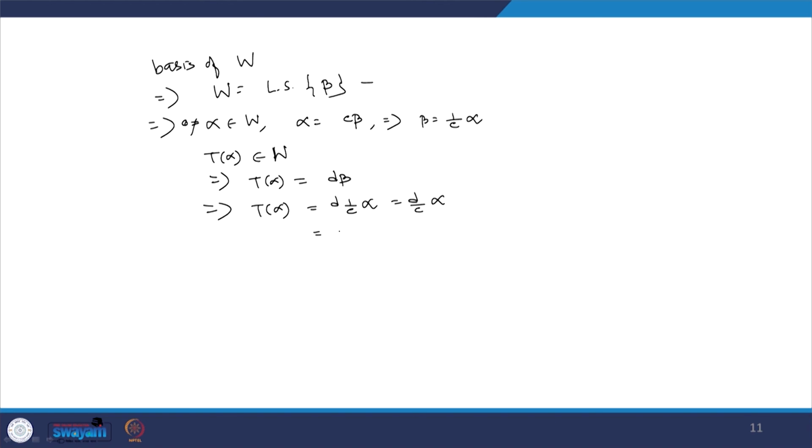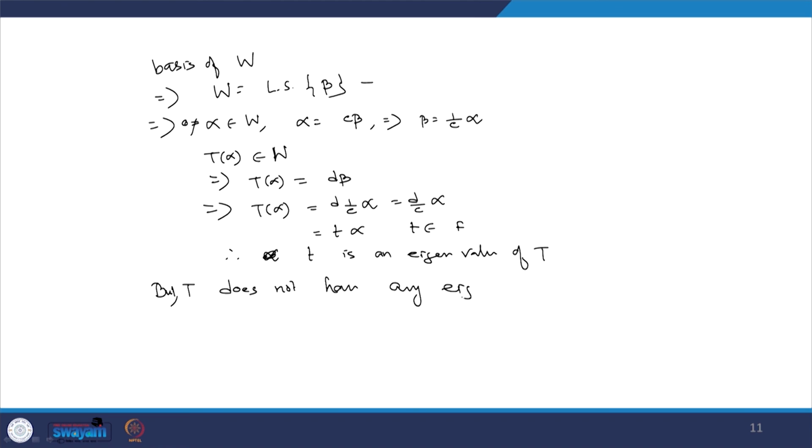So, this implies that T of alpha is equal to some lambda times alpha, lambda belonging to F. So, this implies lambda is an eigenvalue of the operator T, but T does not have any eigenvalue, since the characteristic polynomial, that is x square plus 1, is not factorizable over the field R.